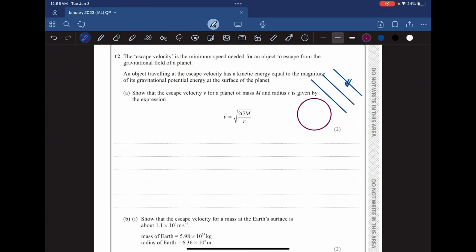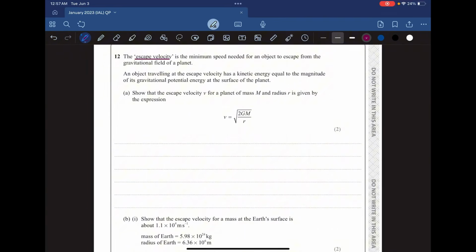Now for an object to escape this part, for an object to move away from this gravitational field, it needs to have an escape velocity, and that escape velocity is the minimum velocity which this particular object will have to move away from the gravitational field of the Earth and go right here. So as it has escaped from the gravitational field of the planet, no more gravitational force of the Earth will be exerted on it. This is what they actually meant.